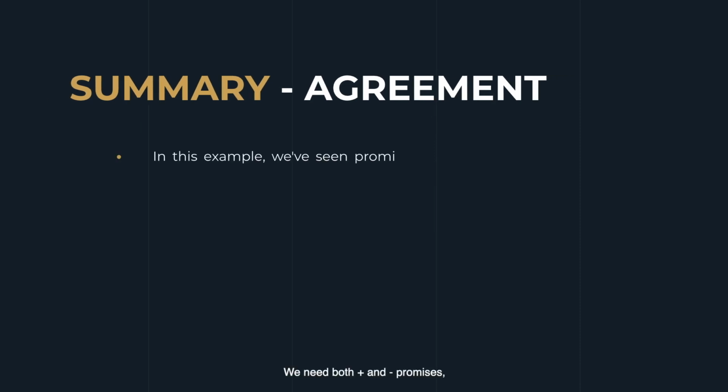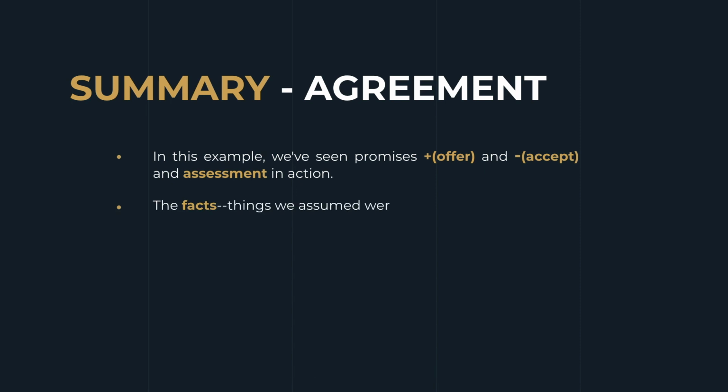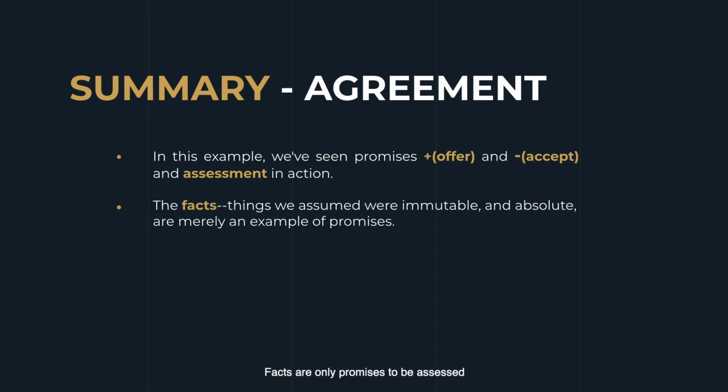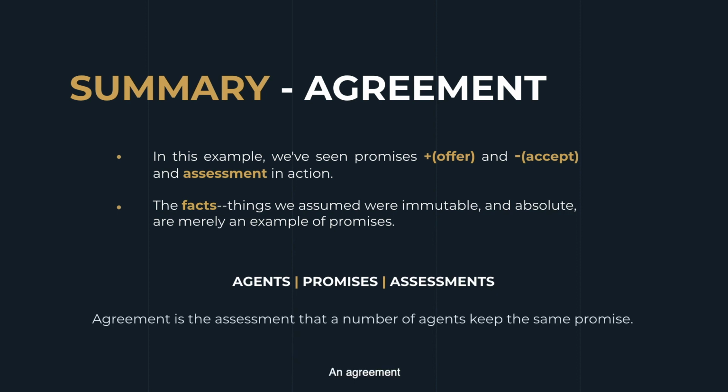In summary, we've covered a few issues. We need both plus and minus promises, offer and acceptance promises. Facts are only promises to be assessed, they're not immutable truths. An agreement is the assessment that a number of agents keep the same promise.